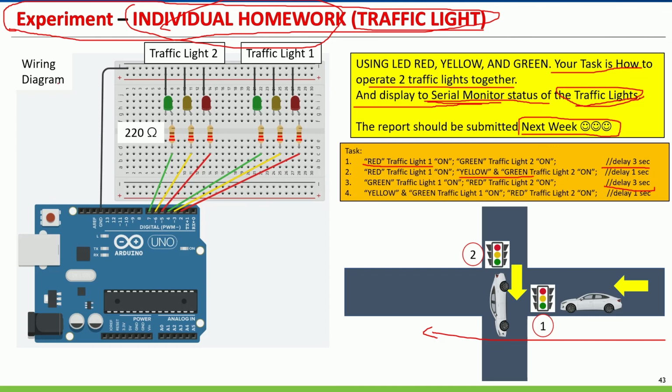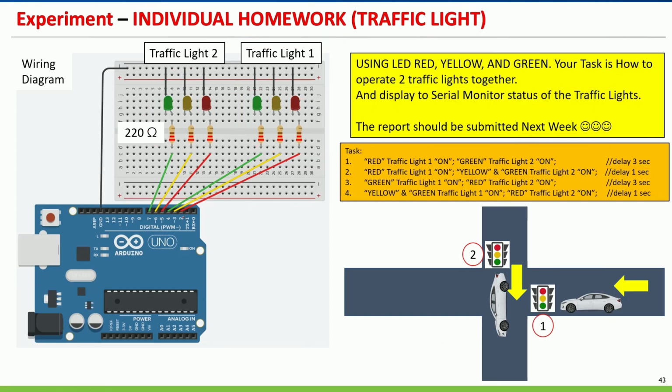And this one is the arrangement for the wiring diagram of traffic light 1. For example, you have this part and this part is traffic light 2. Example for LED, and you use pins 2, 3, 4, 5, 6, 7. So in total you use 6 ports for the traffic lights. Okay, this is your homework, and this one is individual homework, not team homework. So you have to send the report next week.